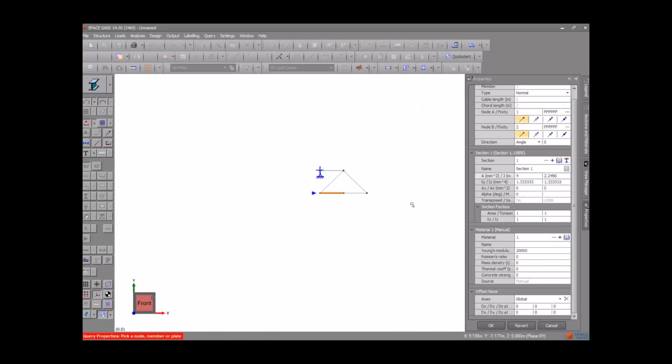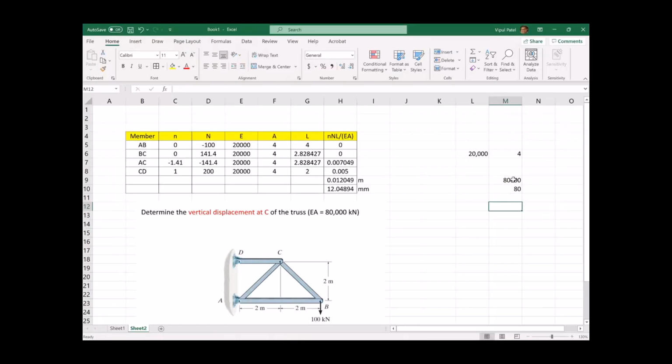Anyway, let's see. So that's 20,000. Otherwise this is in the millimeters, that is in the Newtons. So you got 80,000 in the Newtons and you divide it by 1000. So this one divided by 1000 give you 80. So you need to multiply by 1000. So you got 80,000.